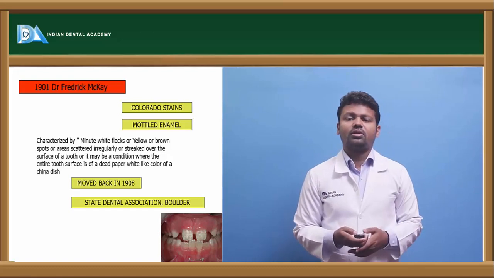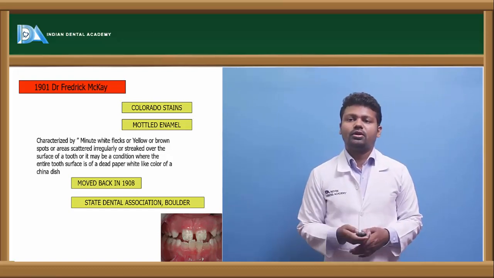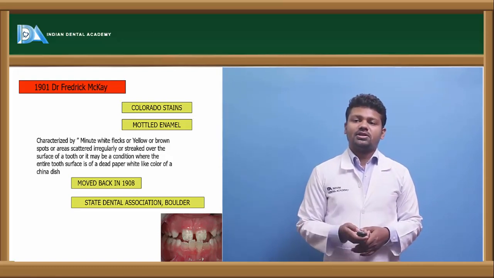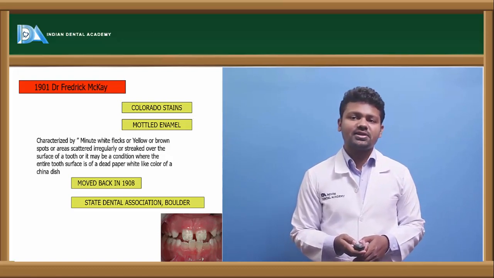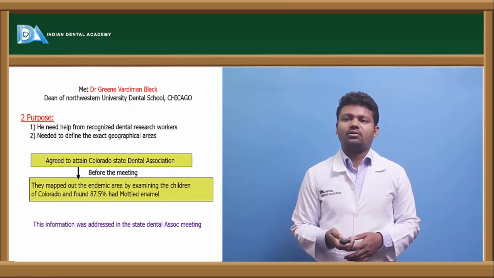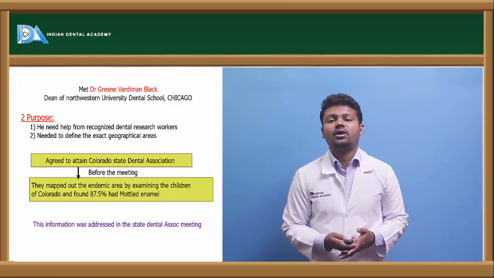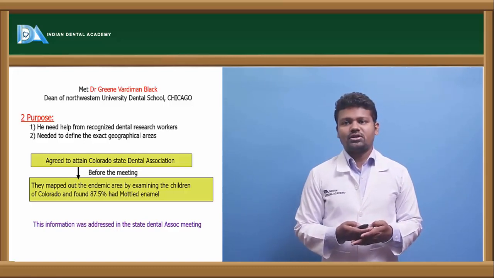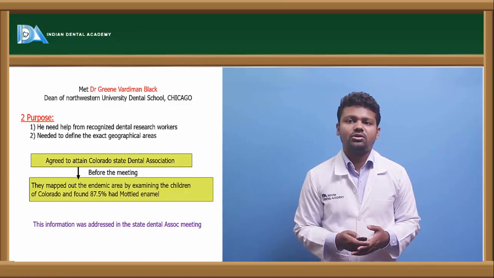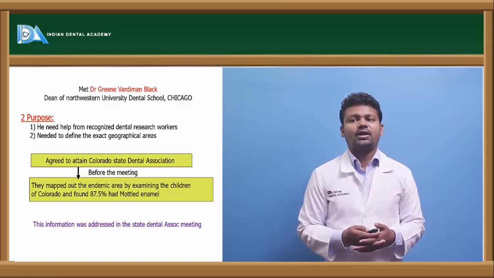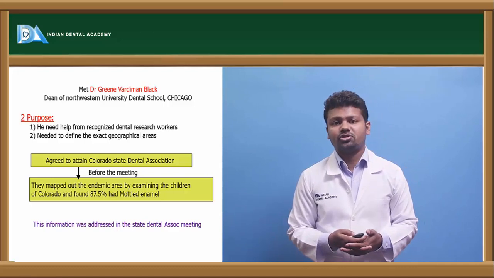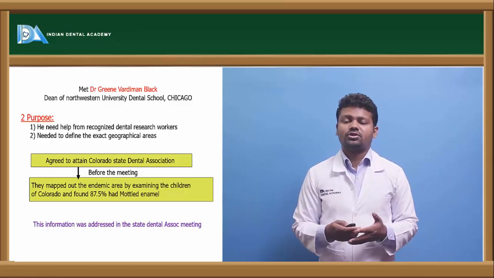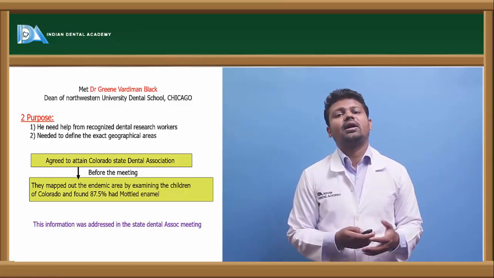In 1908 he moved for his post-graduation. At the State Dental Association in Boulder he represented his case, but there was not much he could make out. So finally he met Dr. G.V. Black, the dean of Northwestern University Dental School in Chicago. The purpose was that he needed help to recognize dental research workers and to define the exact geographical areas. He took a few cases to him. Even Dr. G.V. Black searched and didn't find anything regarding those stains.